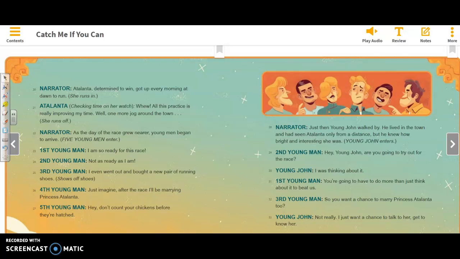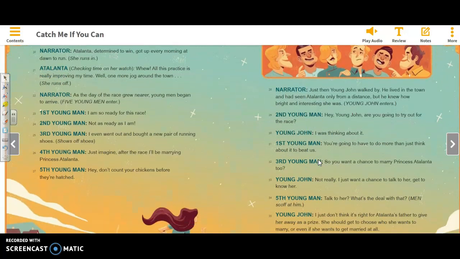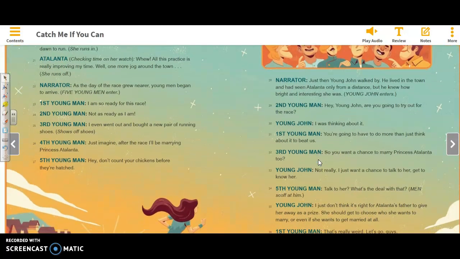Well, the Catch Me If You Can play, I should say. We are going to read page 207 and think about what elements of a drama we see. So over here, this is where I'm reading it, section 28, narrator.